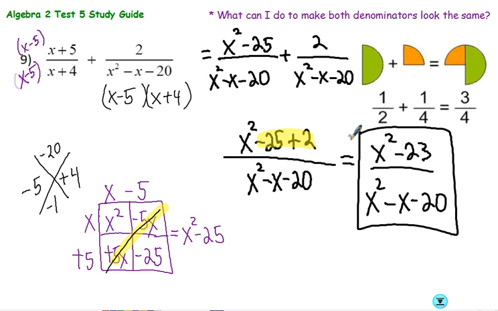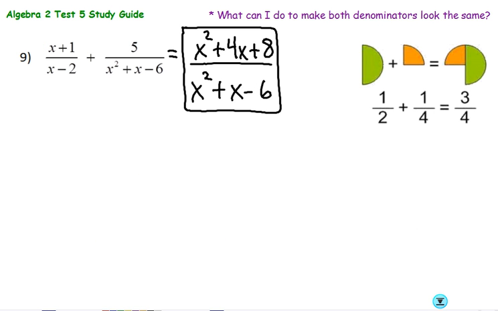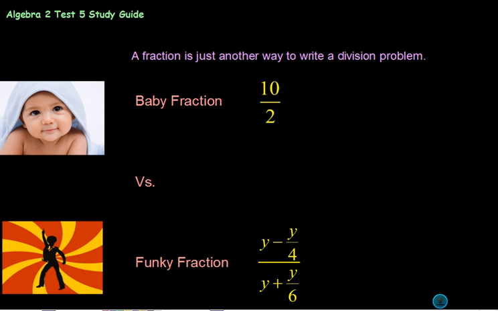All right, very good. So go ahead and pause now and try number 9 on the right side. And then after that, we just have one left. Alrighty then. So let's check number 9 on the right side. Should have got x squared plus 4x plus 8 over x squared plus x minus 6. So again, if you got it right, yay. If you didn't get it right, that's okay. Try to figure it out on your own. And if you're not able to, then ask for some help.